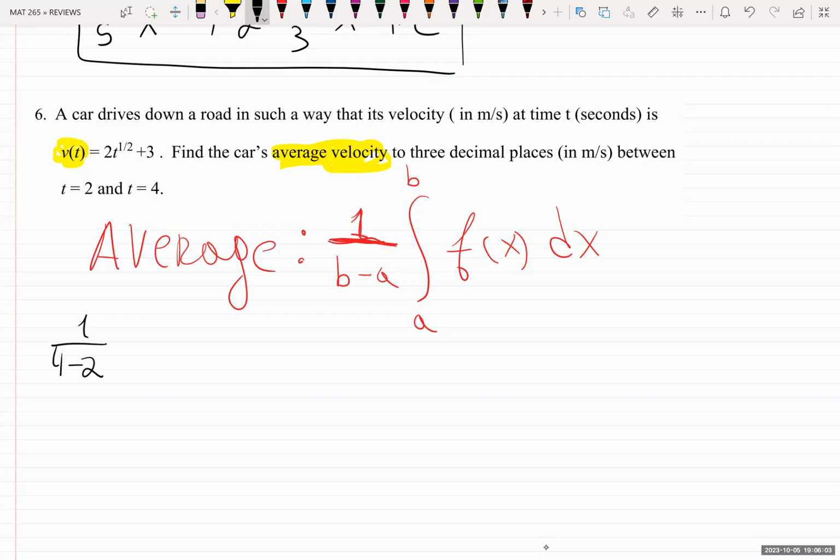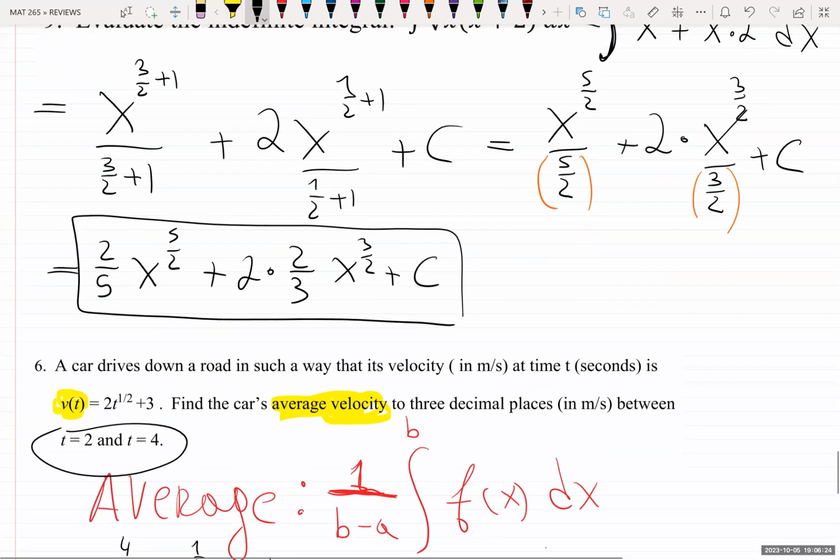Write this down first, because I'm telling you, you're going to forget. Students just forget to divide by the length of the interval, and they always give it. Times the integral from 2 to 4 of 2t^(1/2) plus 3 dt. And before I move on, people ask that the WebWork doesn't ask us to add plus c. Yeah, if it doesn't ask, then don't.